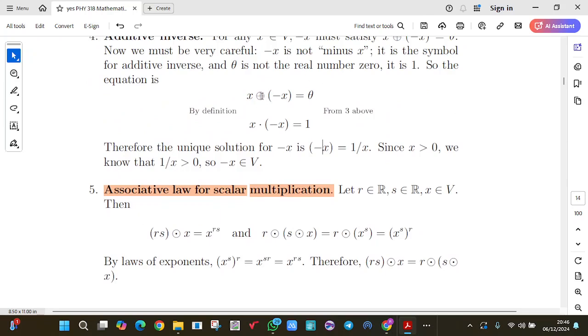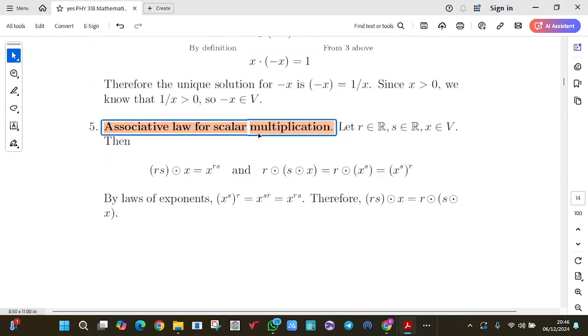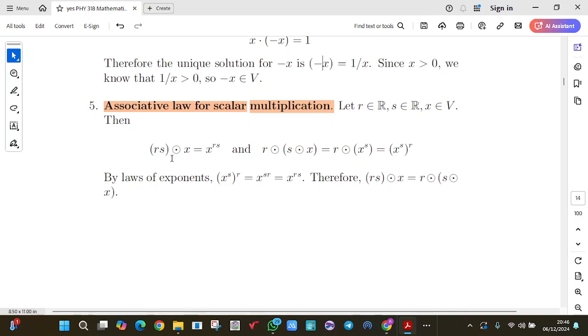So look at this operator. We want to look for the associative law. It says that when you have this value and this value, the result must be what? Anything you see here must be the power. Is that clear? Okay. So it's X power rs.